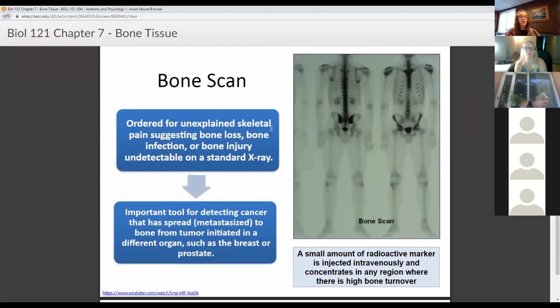A bone scan is ordered to explain skeletal pain that's often suggested to be caused by bone loss, bone infection, or bone injury that may be undetectable with a standard X-ray. It is also an important tool for detecting whether or not a cancer has spread to the bone.